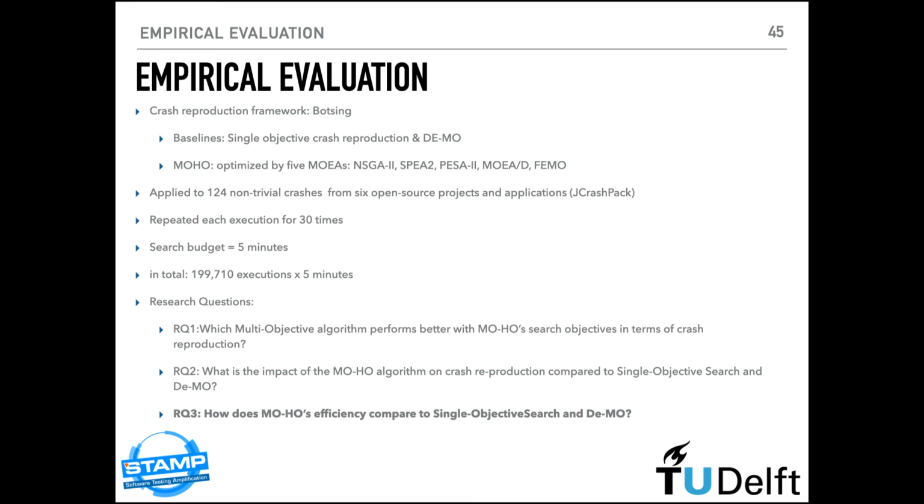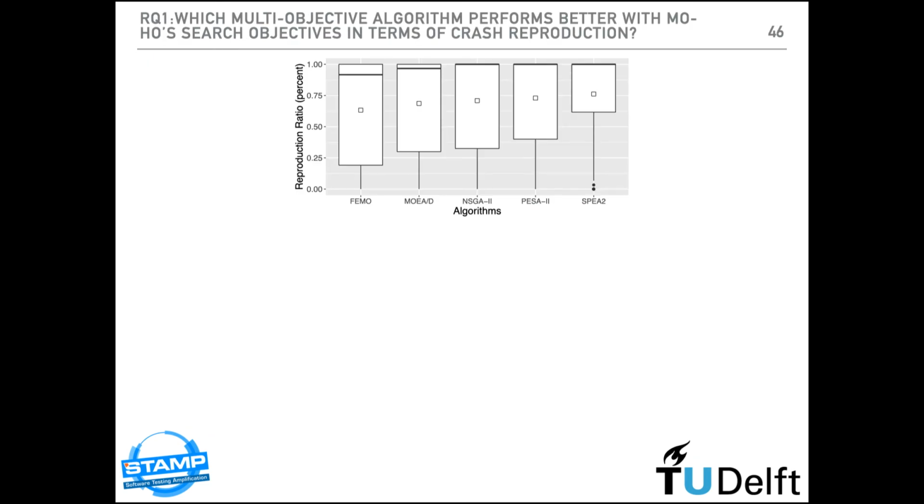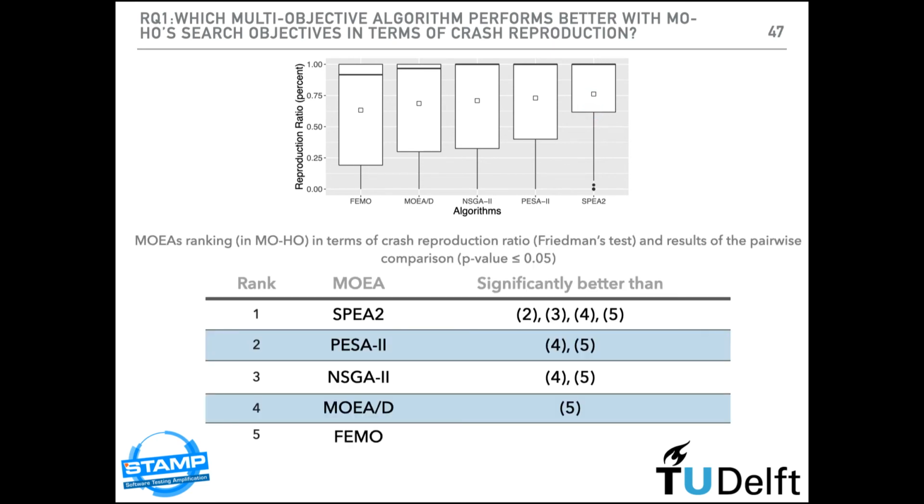to the state-of-the-art. By analyzing the results for research question 1, we can see that SPEA2 is the best multi-objective algorithm for optimizing MOHO in terms of crash reproduction ratio. As we can see in this box plot, on average, SPEA2 has the highest crash reproduction ratio. Also, the lower quartile of SPEA2 is much higher than the other algorithms, which confirms that SPEA2 is more stable for optimizing MOHO. Also, for showing the statistically best performing algorithm, we rank them with Friedman's test.